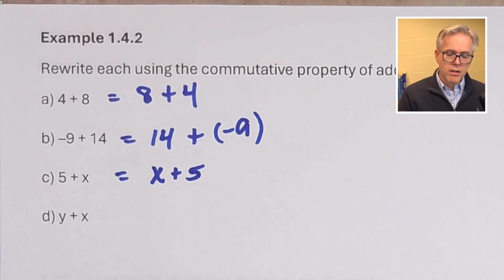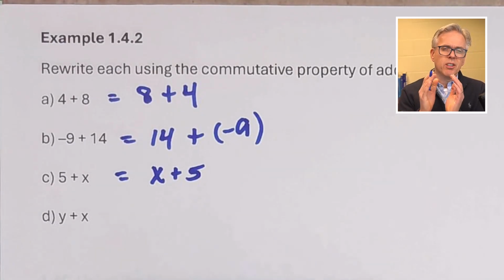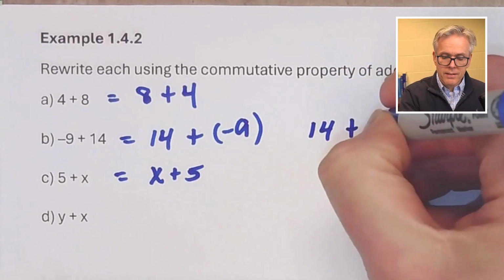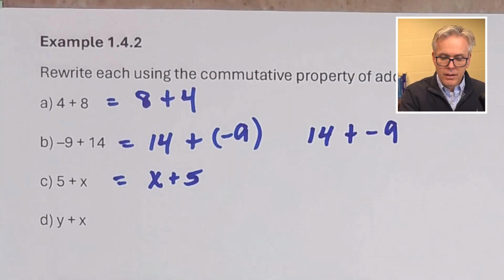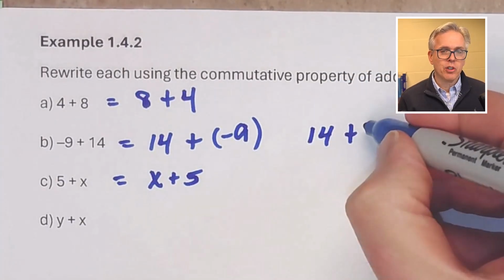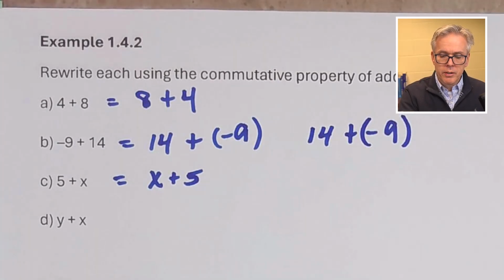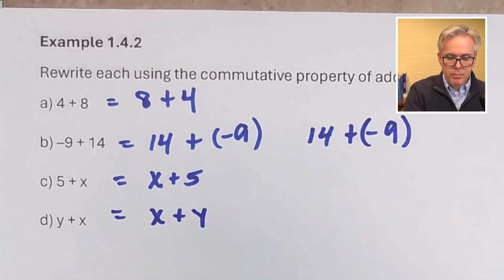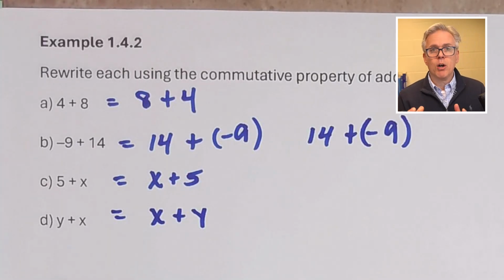Now, one little note here: I often will put parentheses around the negative numbers when I'm adding. It just looks a little better. You could have written it this way, but I think you have to agree, it looks a little bit better if we put parentheses around this. And then finally, y plus x is the same as x plus y. So again, it doesn't matter what order we add or multiply in, whether it be with numbers, with variables, or with a mix of variables and numbers.